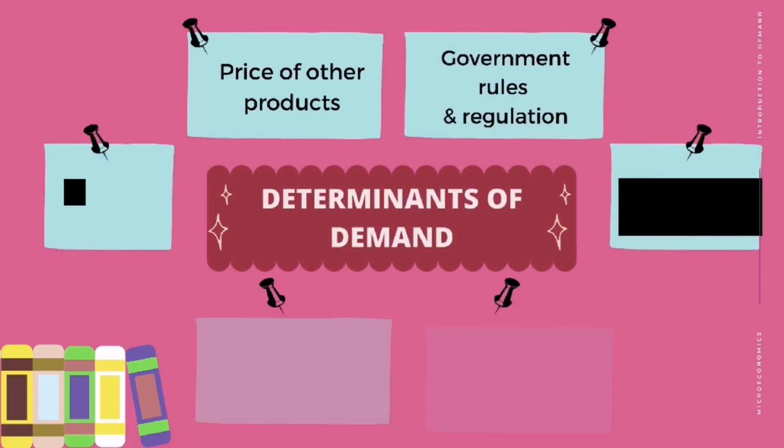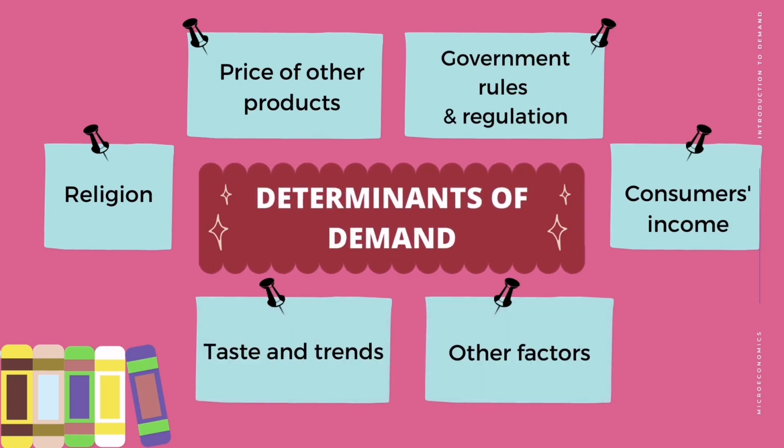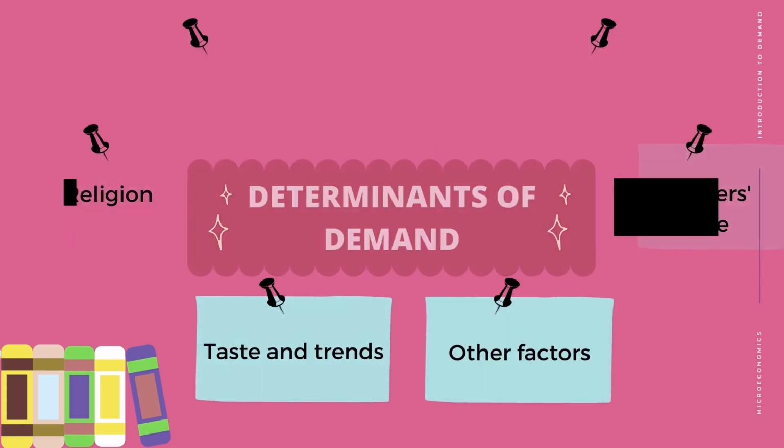There are a lot of factors that can show us determinants of demand: religion, price of other products, government rules and regulations, consumer incomes, taste and trends, and other factors as well.